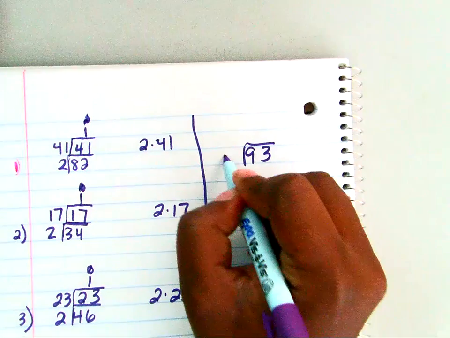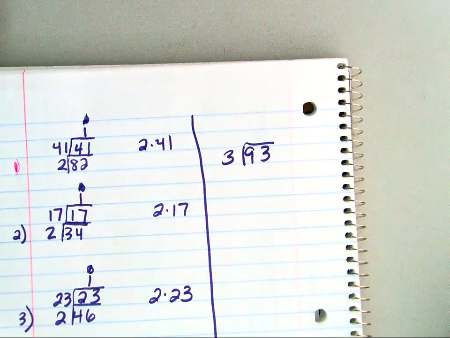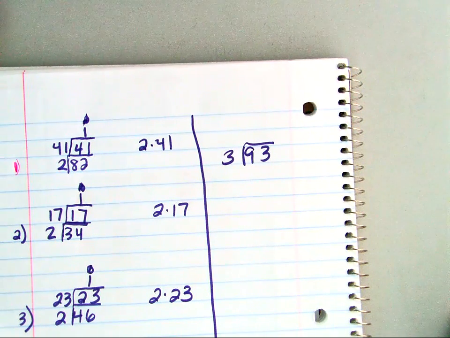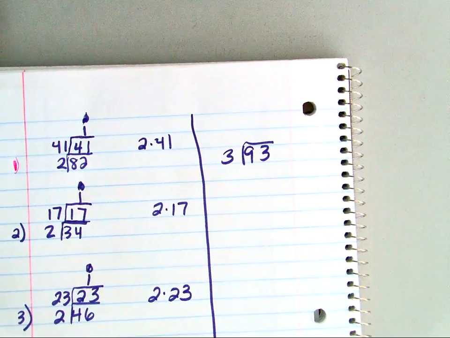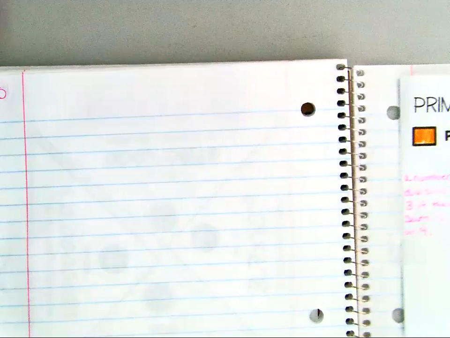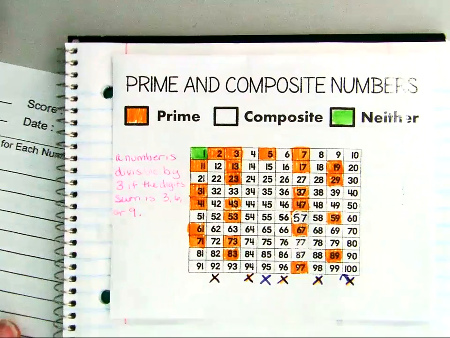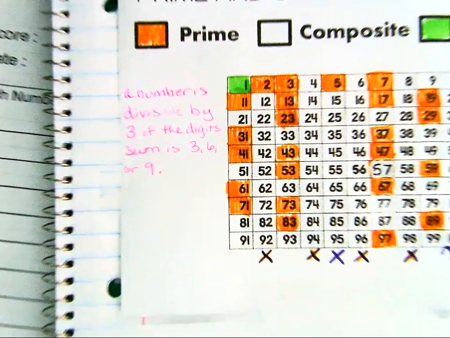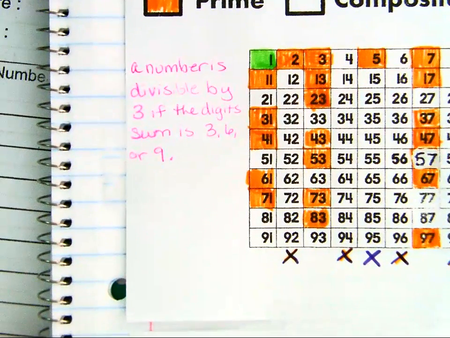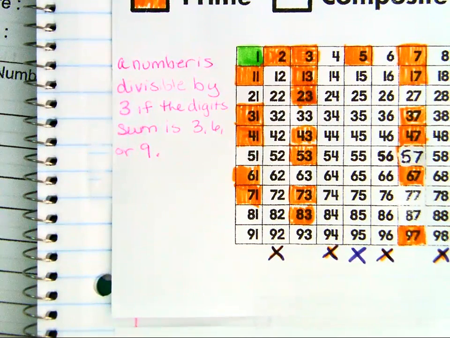Did you talk about the 3's rule? I did not talk about the 3's rule. Let's talk about the 3's rule real quick. Did you guys know that you can tell? Don't talk while I'm talking. You can tell if a number is divisible by 3 if the digits in the number add up to a number that's divisible by 3. So like 93, which is what she was just looking at, 9 plus 3 is 12. Can 12 be divided by 3? Yes. So 93 is also divisible by 3.